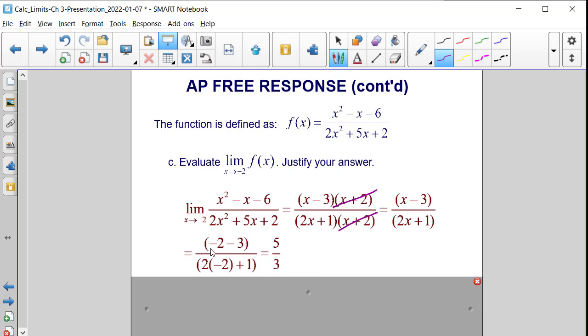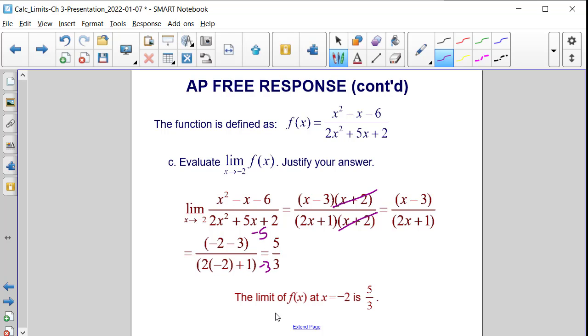And when we do that, we'll have -2 minus 3, that's -5. And we'll have 2 times -2, -4, plus 1 is -3, and -5 divided by -3 is +5/3. So therefore the limit of f of x as x approaches -2 is 5/3.